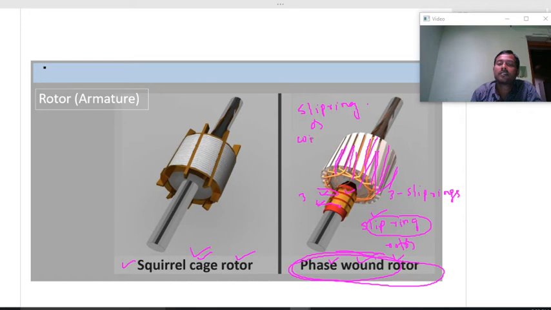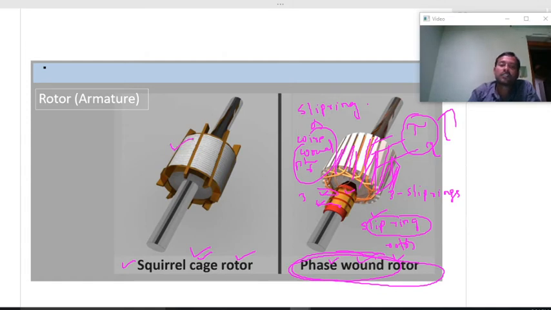Or wire wound or phase wound rotor, because three-phase winding will be available. That's why this is called a phase wound or slip ring rotor. Why should we place the winding? Because to control the torque, or to improve the torque, we should use this slip ring phase wound induction motor. And this is the squirrel cage rotor.